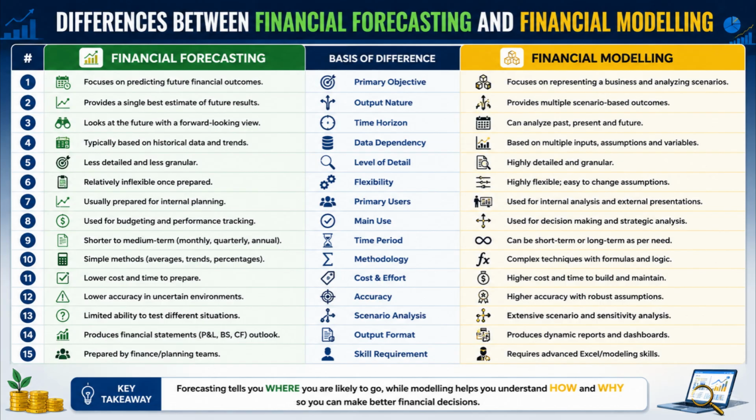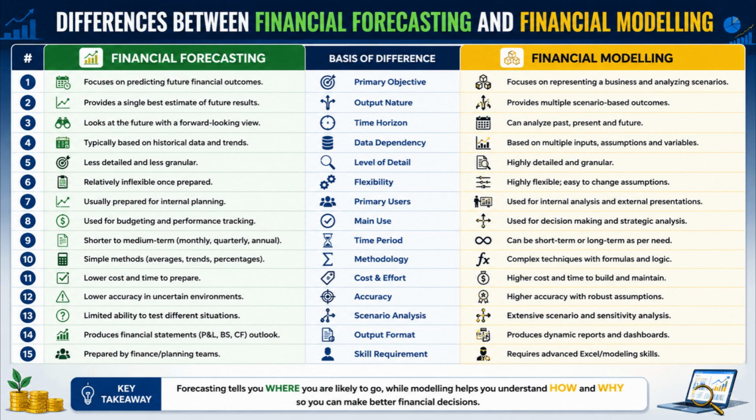Number 4. Financial forecasting is usually based on historical data and trends, whereas financial modeling is based on multiple inputs, assumptions, and variables. Number 5. Financial forecasting is less detailed and less granular, whereas financial modeling is highly detailed and granular. Number 6. Financial forecasting is relatively inflexible once prepared, whereas financial modeling is highly flexible and allows easy adjustment of assumptions.